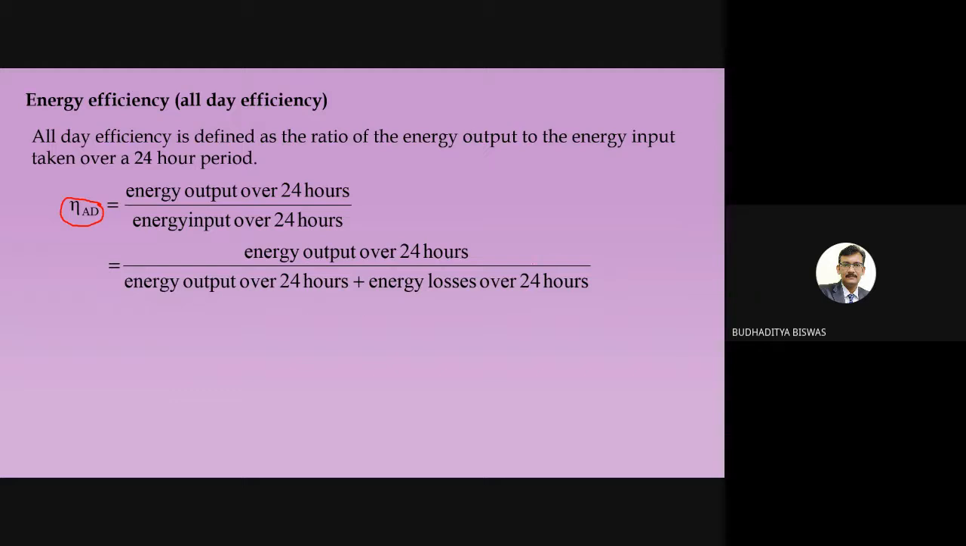Why do we need to do this? Because a lot of transformers are there in industry, in domestic use and for power supply purposes. So it is very difficult to maintain the efficiency of the transformer on a particular hourly basis. That's why generally we take the monthly efficiency, or the daily efficiency, or the average annual efficiency.